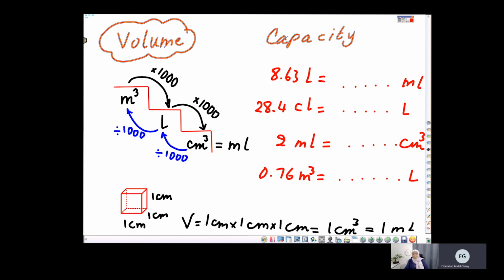8.63 liters. You want to change it to milliliters. Where is liter? Here is liter. Where is milliliter? Here is milliliter. Multiply by 1,000. Let's say again the song of the volume: meter cube, liter, milliliter, thousand. So you want to change from liter to milliliter. The word milli, remember the language, you just multiply by 1,000 and the decimal point will move forward 1, 2, 3. We have to put a zero. It is 8,630 milliliters.